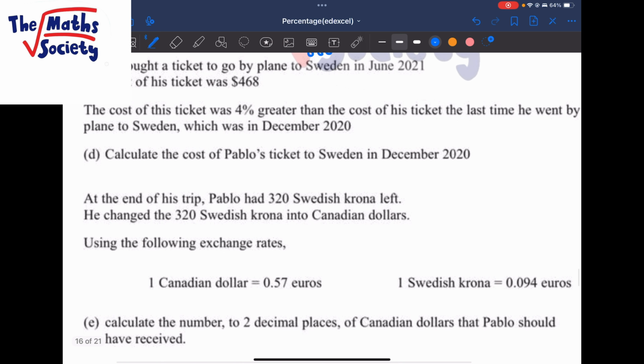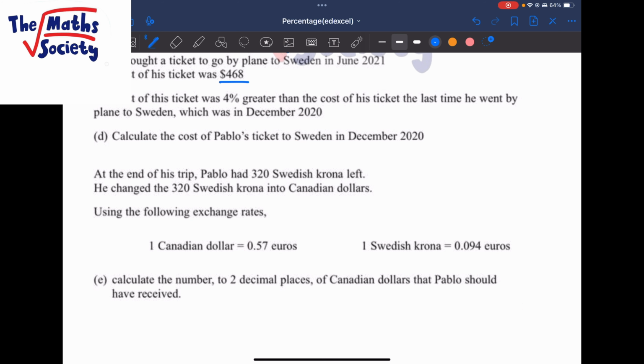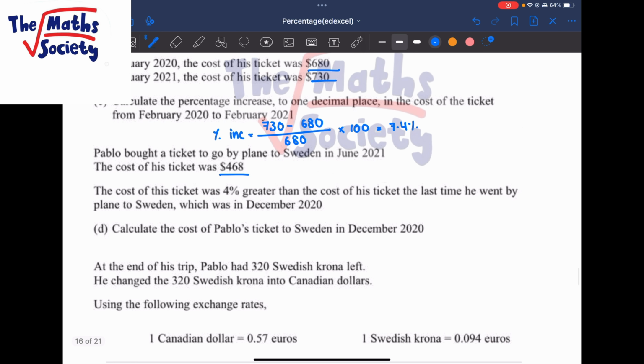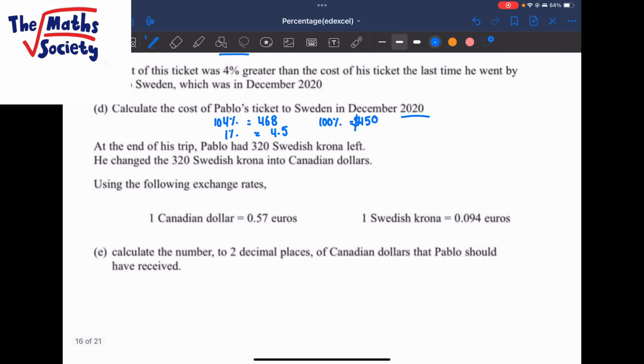Okay. It says Pablo bought a ticket to go by plane to Sweden in June 2021. The cost was 468. It says the cost of the ticket was 4% greater than the last time he went, which was in December 2020. Calculate the cost of Pablo's ticket to Sweden in December 2020. We want to backtrack it. So 104% was 468. We can find 1%, that would be 4.5. And then 100% is $450. And that was the price he paid in December 2020.